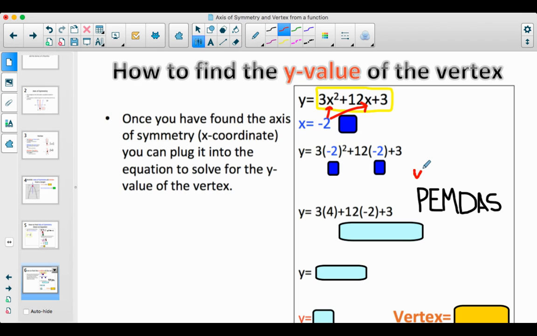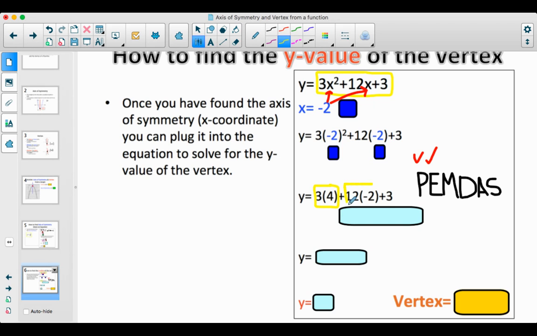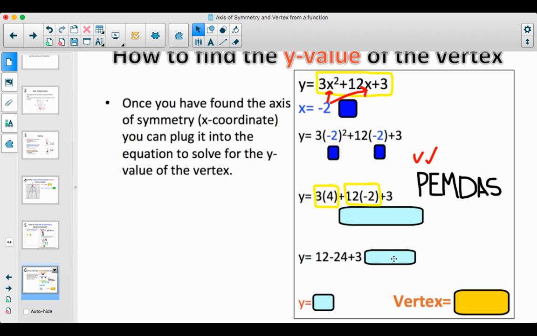So P, check, E. All right, next we have M. M stands for multiplication. So we need to do multiplication next. I see multiplication in 2 spots. We have 3 times 4, and we also have 12 times negative 2. 3 times 4 is 12. 12 times negative 2 is negative 24. And then I just brought down the plus 3. Now, we did multiplication. Put a check on that.